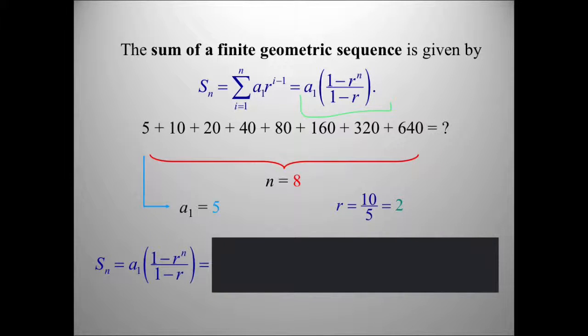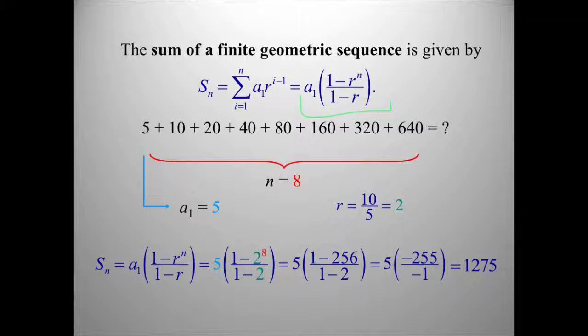So, for our formula, I'm going to plug in those three variables, and I have 5 times 1 minus 2 to the 8th over 1 minus 2. When you simplify everything and we get to our final answer, you see that the sum is 1,275. One thing I would like to comment on here is, if you're having trouble getting this answer, I would suggest that you do your numerator first, then your denominator, and divide the two, and lastly multiply by a1. So do your sum in steps.